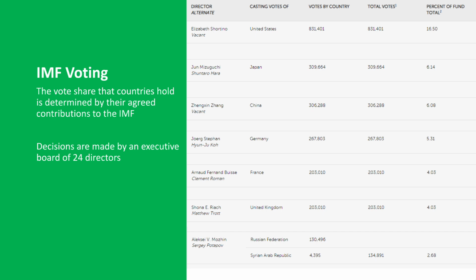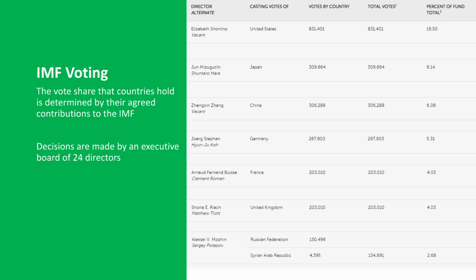There are other countries. Japan has 6.14% of the vote, and they have a representative on this board. And other countries as well. China, Germany, France, UK all have representatives. Russia also has a representative, but you'll note here that Russia is kind of paired with the Syrian Arab Republic, which is kind of weird. They only represent 2.68% of the vote.